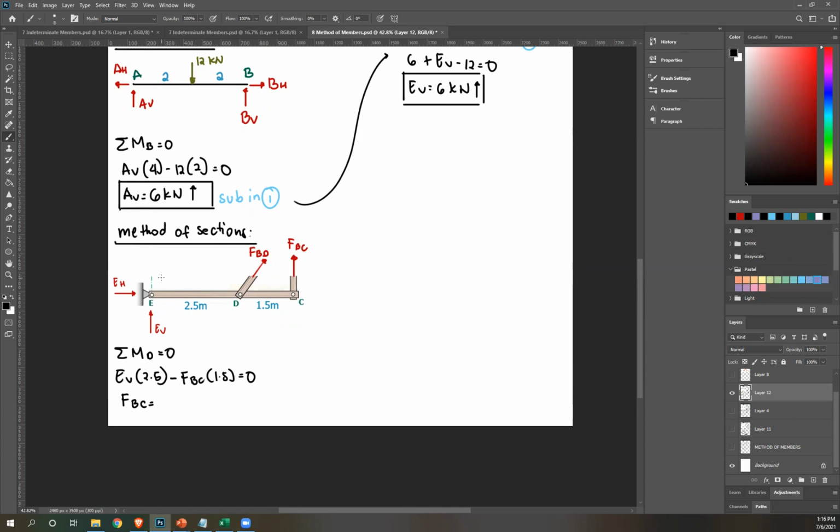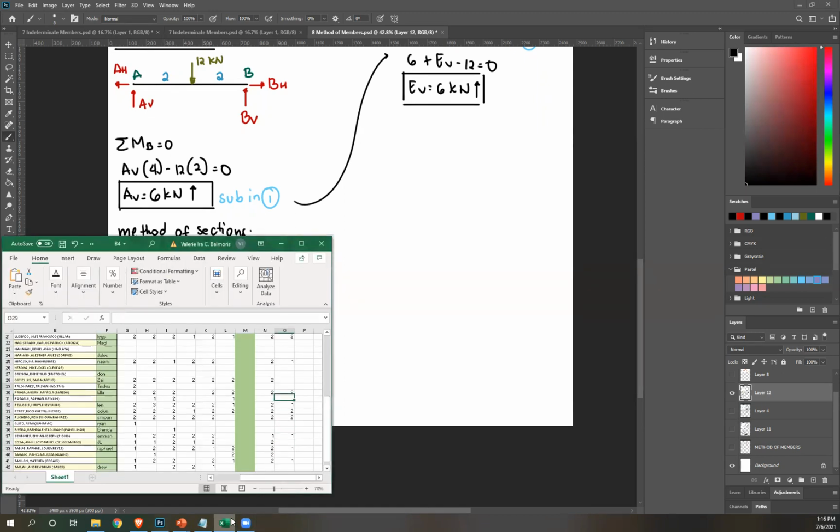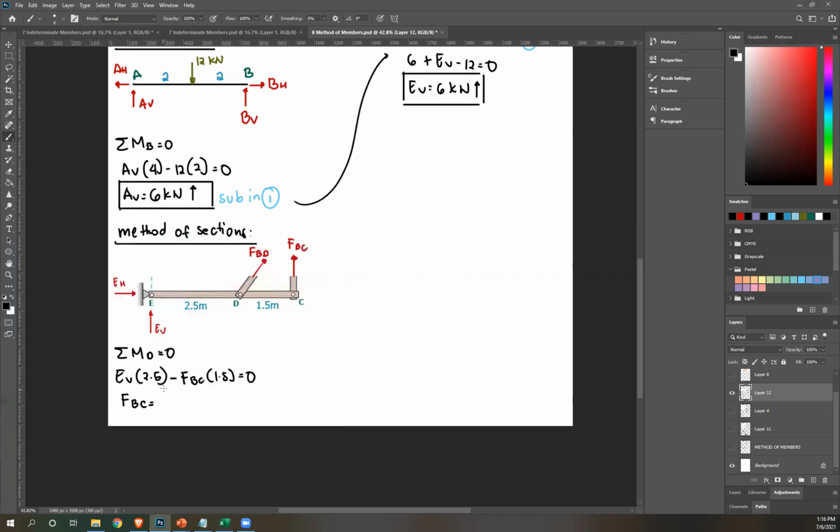Correct? It's positive 10. Correct, Kenneth and Kurt. Positive 10. Positive, therefore correct assumption. It's tension.